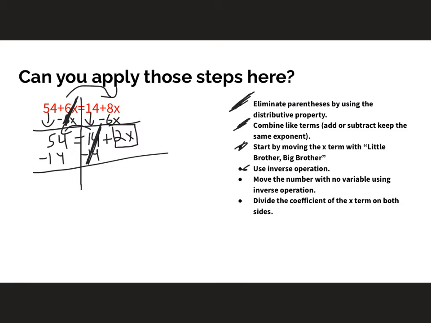These 14s cancel out, of course. And now I need to do 54 minus 14. And that equals 40. Make sure to bring down your equal sign. Make sure we bring down this 2x as well.